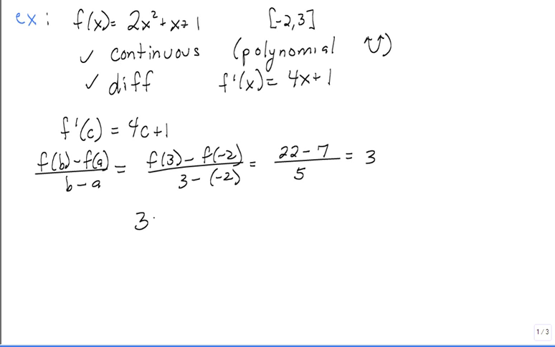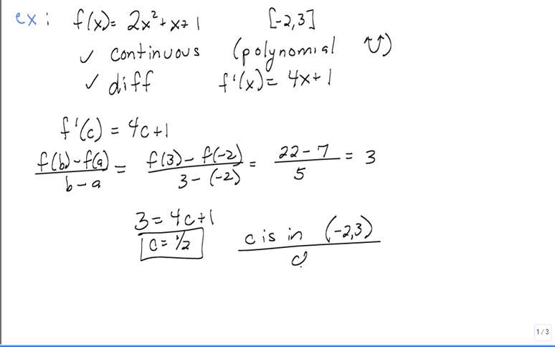So at some point, 3 is going to have to equal 4c plus 1. So c is going to equal a half. And c is in the interval negative 2 to 3. So make sure you always check that the point that you find is in the interval they give you.